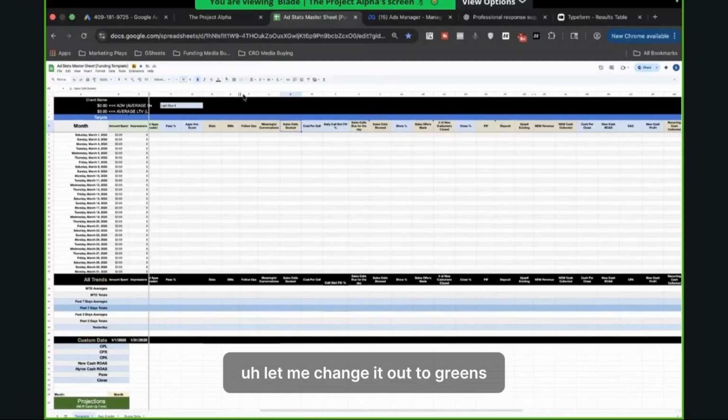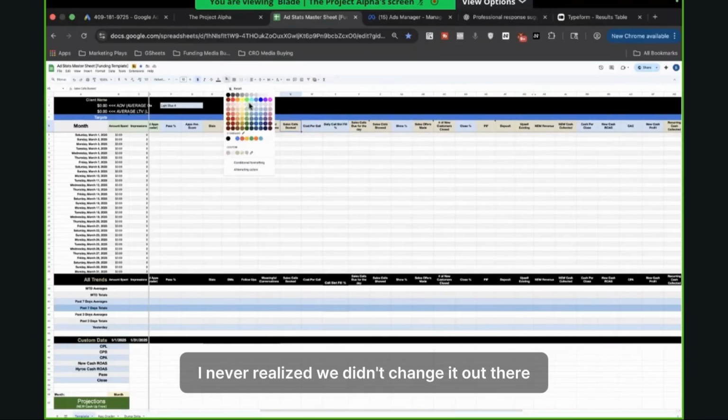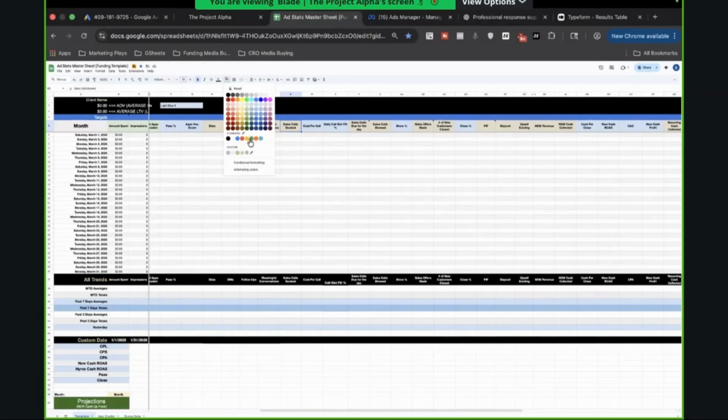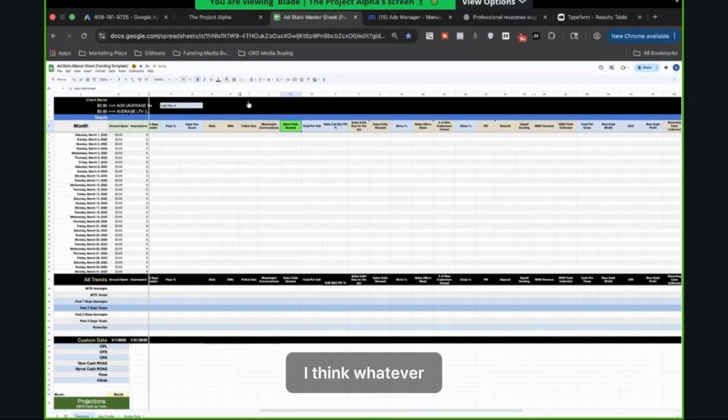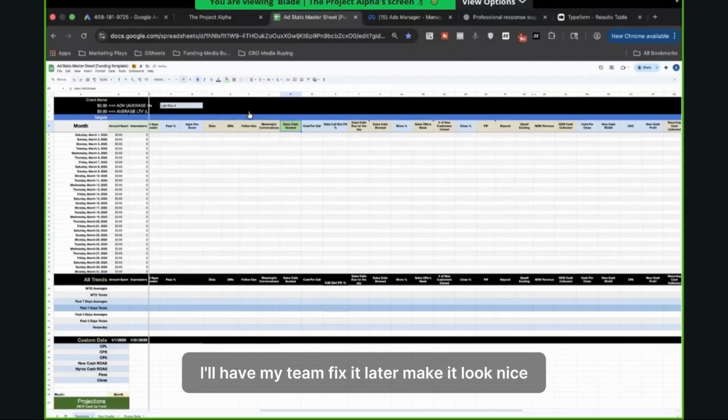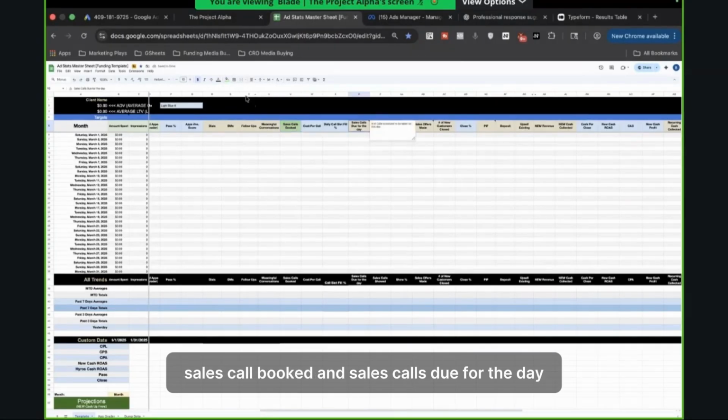Let me change it out to greens. I never realized we didn't change it out there. What color is this over here? Excuse me really quick. It's like that color. Sales call book. This should be like this color, I think. Whatever. I'll have my team fix it later. Make it look nice.